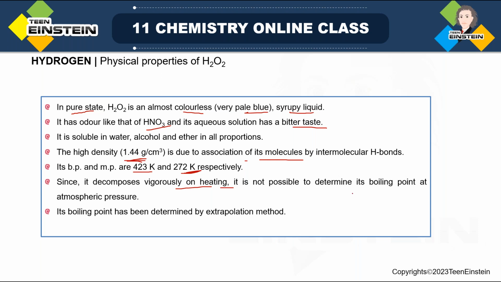That is the reason, if you directly want to determine its boiling point, suppose you are boiling it with a thermometer set to check its boiling point, what will happen? There is a chance it decomposes vigorously. It will lead to explosion. So in this way you cannot measure boiling point. This is not a direct method. There are special methods known as the extrapolation method, by which boiling point can be determined. For other liquids we can determine boiling point at atmospheric pressure, but H2O2 decomposes vigorously, so it will lead to explosion. So the direct method of boiling point we cannot use. It should be done with the extrapolation method.